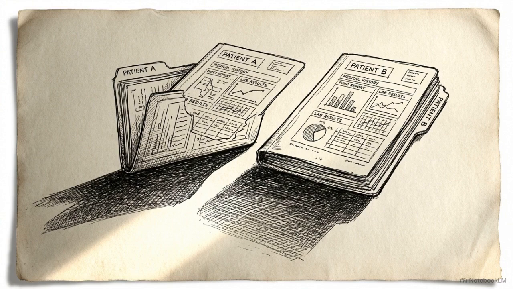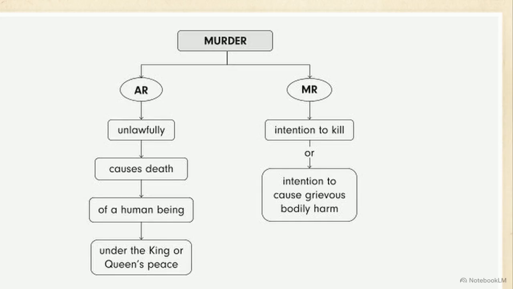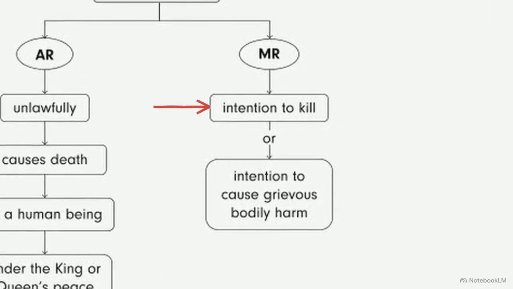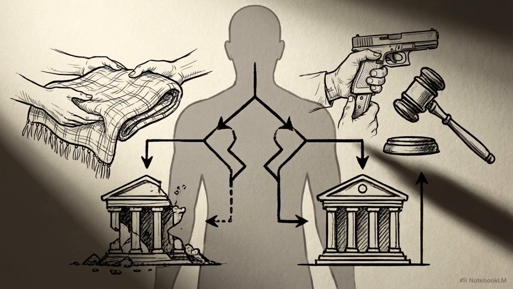alive and separate. Once the Actus Reus is satisfied, we move to the right branch, the Mens Rea, traditionally called malice aforethought. In modern terms, this means the intention to kill or the intention to cause grievous bodily harm. Do not confuse a defendant's motive with their legal intent.